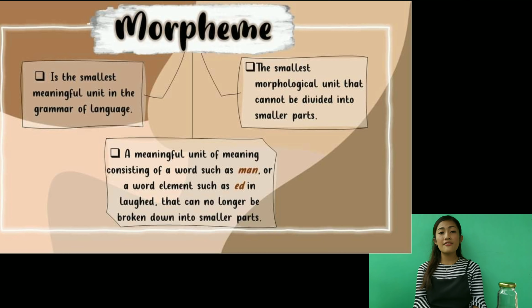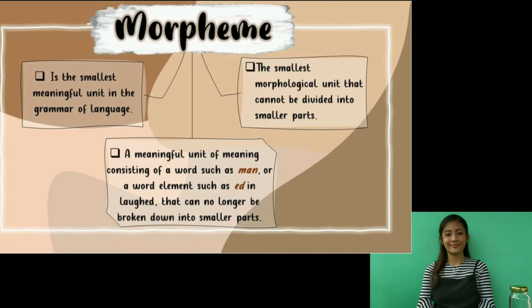Moreover, this lesson would give us a deeper understanding about structuring words and therefore contributes to improving our grammar and vocabulary as a whole. So a morpheme is the smallest meaningful unit in the grammar of a language. It is the smallest morphological unit that cannot be divided into smaller parts, which means a morpheme can no longer be subdivided because this already is the smallest unit in a language. So a meaningful unit consisting of a word such as man or a word element such as ed in a word like loft that can no longer be broken down into smaller parts.